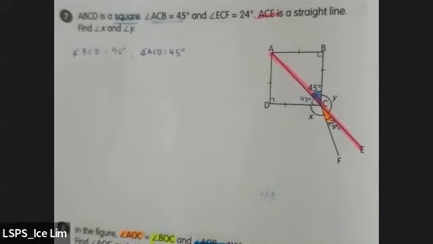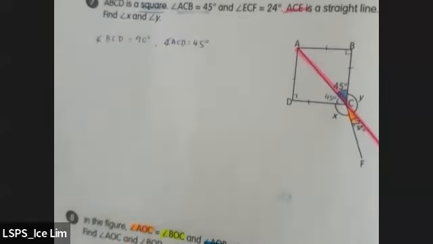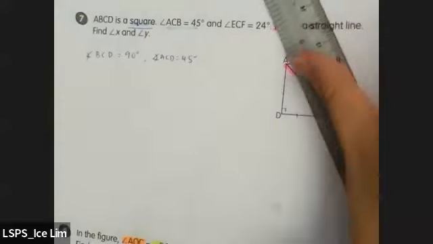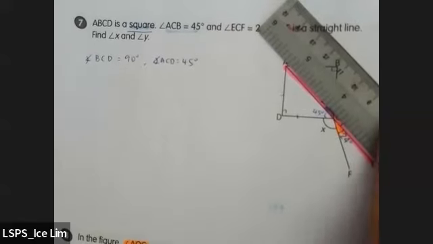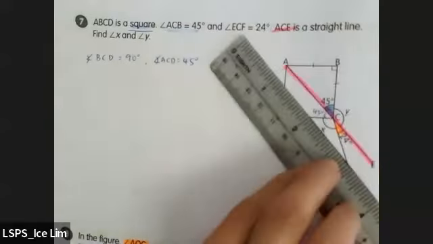Then you have X and Y. Once you are able to figure out the angles surrounding the point, you can identify the straight line. You can see what property to use? Angles on a straight line. 180 minus 45 minus 24 will give you angle X. And the other side, the same thing. You can see?